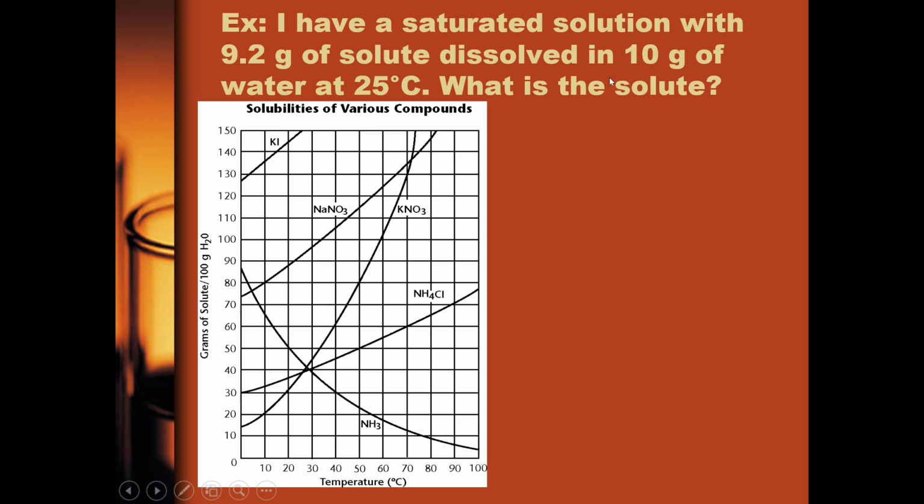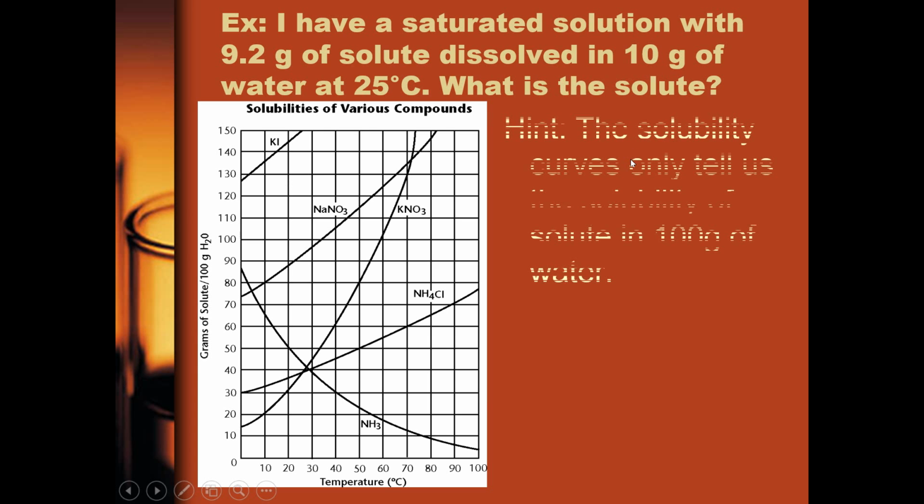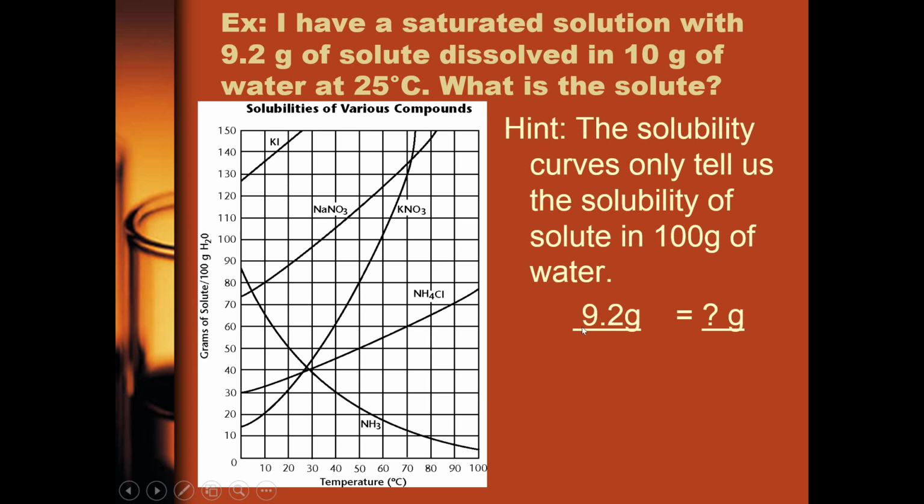Now, there's a red flag going on in this problem. The red flag comes with the 10 grams of water, because we can only solve problems over 100 grams of water because that's what our graph gives us. So let's go ahead and set up a proportion. As we start to solve the rest of the problem, our proportion is going to be the amount of solute over the amount of water. So 9.2 grams of solute over 10 grams of water according to the problem, and now we can set up that proportion to see how much solute will be in 100 grams of water.